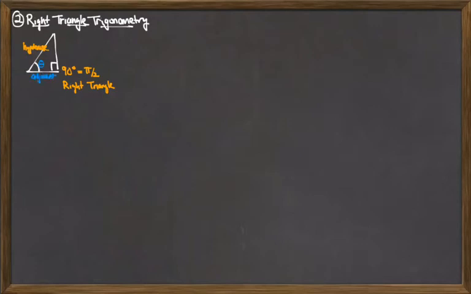The side next to it, forming the angle with the hypotenuse, is called the adjacent side, and the side opposite of it is called, well, of course, the opposite side. That's the side opposing theta.